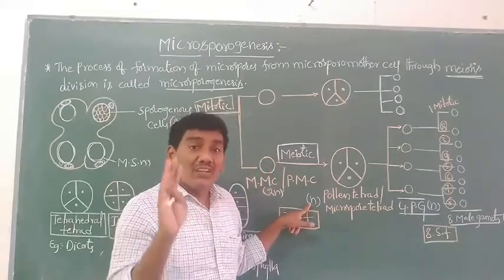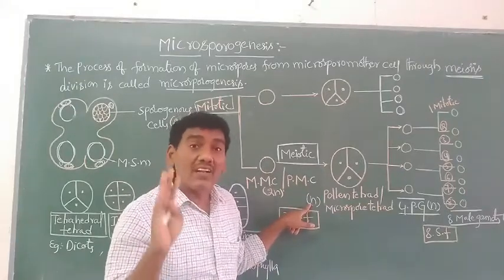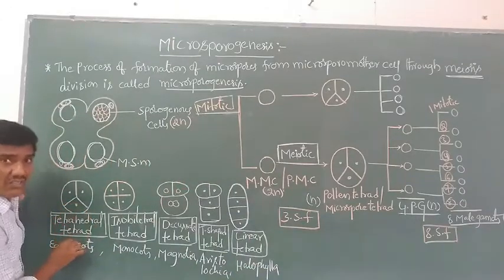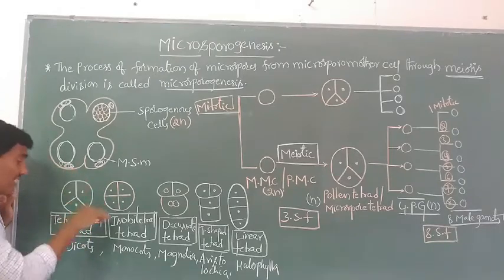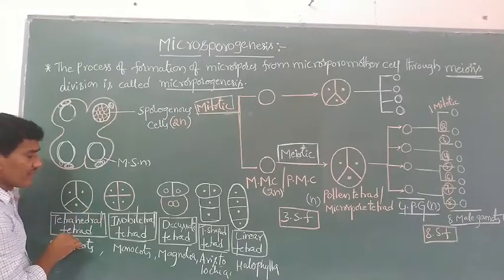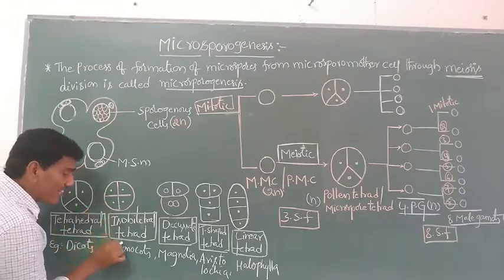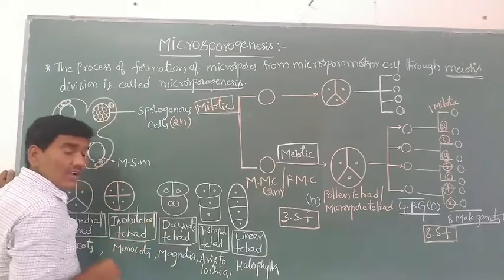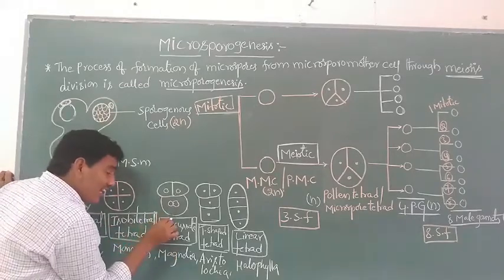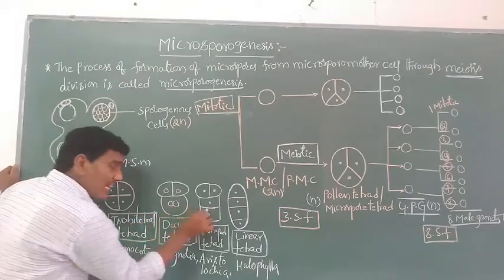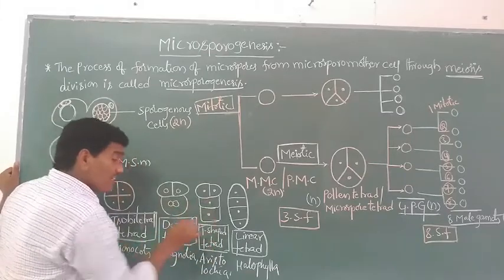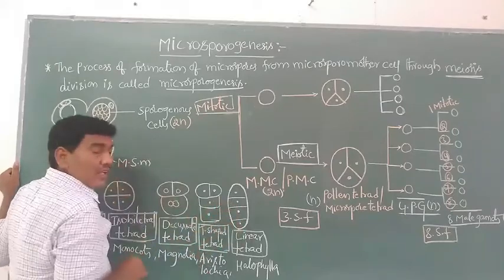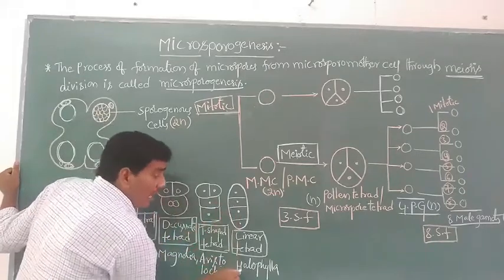Generally, in angiospermic plants, different types of tetrads are formed. The first one is the tetrahedral tetrad, mostly present in dicotyledon plants. The second one is the isobilateral tetrad, mostly present in monocots. The third one is the decussate tetrad, present in Magnolia. The fourth one is the T-shaped tetrad, mostly seen in Aristolochia. And the last one is the linear tetrad, seen in Halophila.